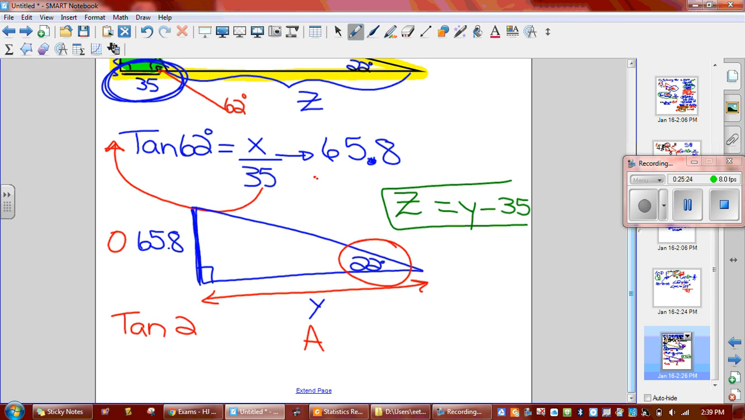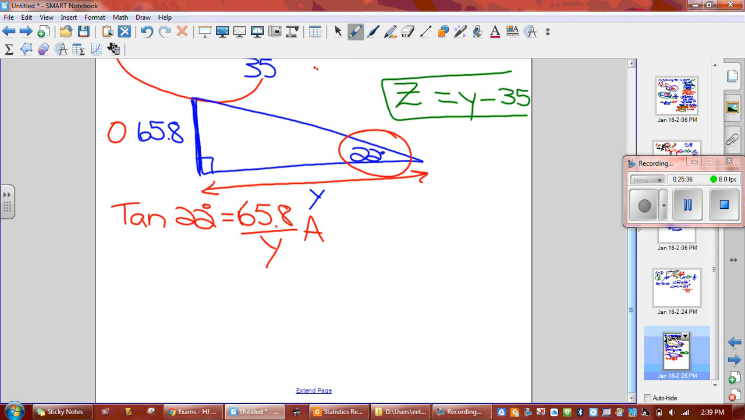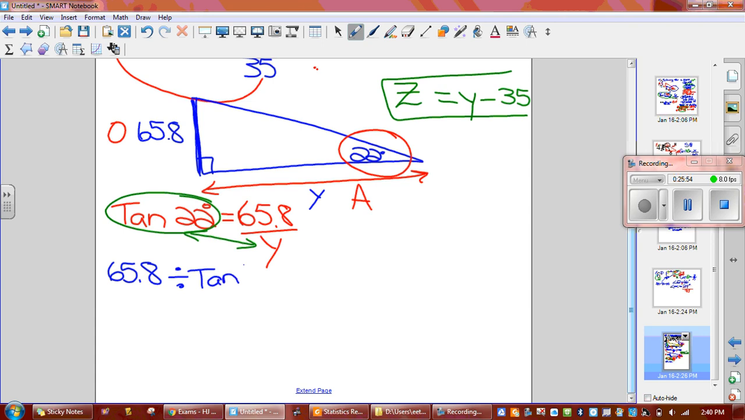65.8 divided by Y. Now, since Y is on the bottom, we are now going to switch places. So we're dividing this time. Tan 22 and Y are going to switch places. So in our calculators, we're going to take 65.8 and divide it by tan 22. That's exactly what you're going to type in. When we do, we're going to get Y is equal to 162.9. Always round to one decimal place.